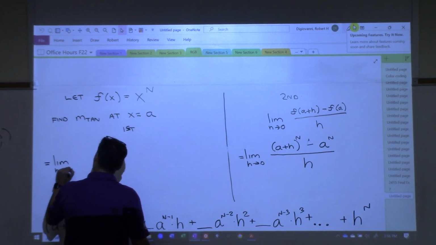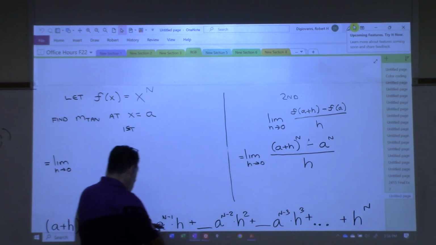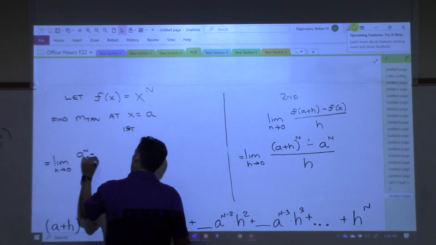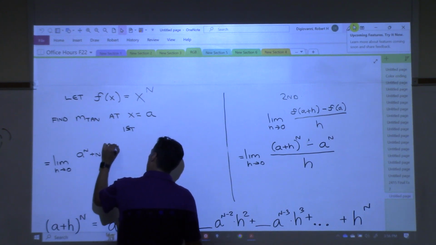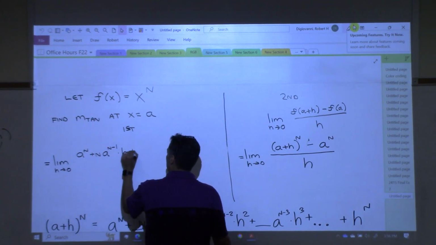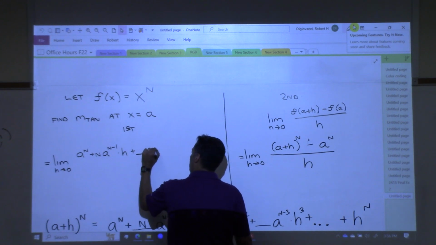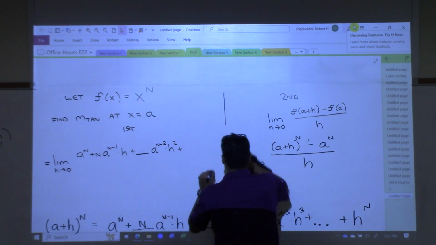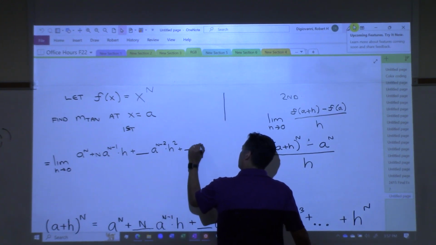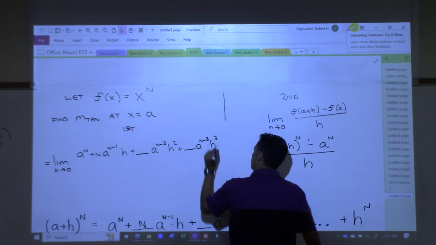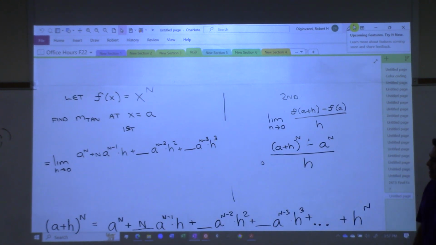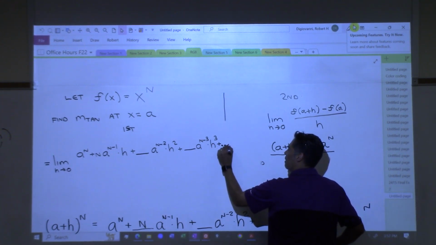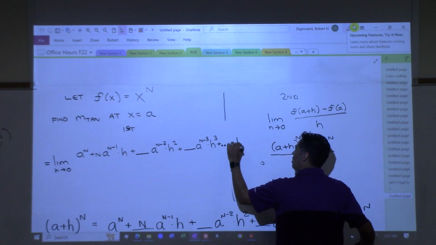The limit as h goes to 0 of (a plus h) to the nth power. I'm about to write everything down here. So I have a to the n, plus n times a to the n minus 1 times h, plus some number I don't know, a to the n minus 2 times h squared, plus some number I don't know, a to the n minus 3 times h cubed. And I keep doing this, plus dot, dot, dot, until I get to my very last term, which is h to the nth power.